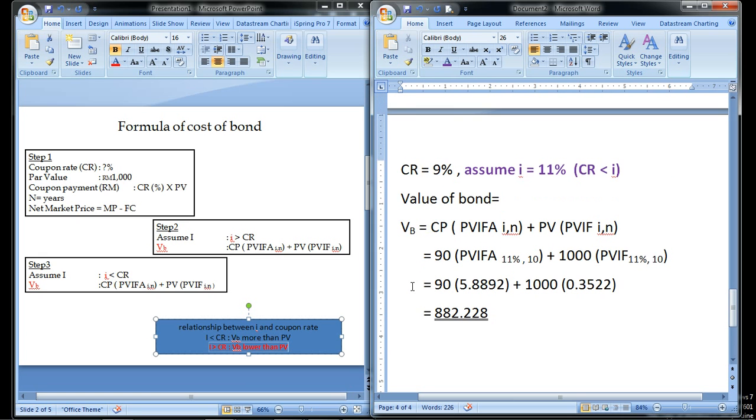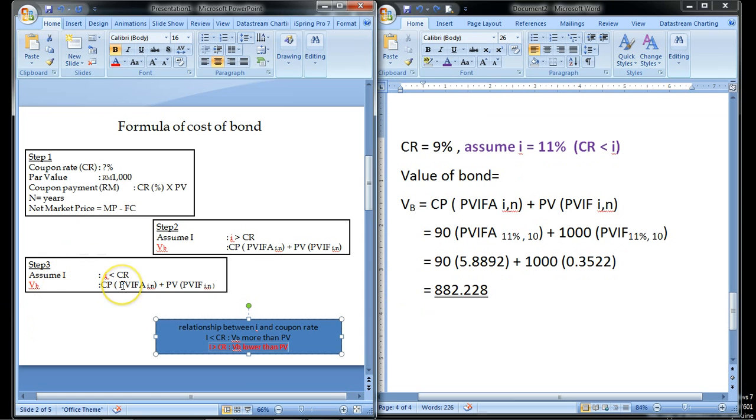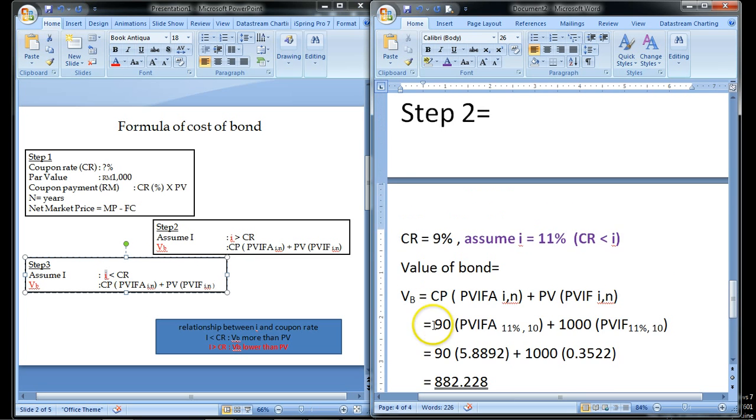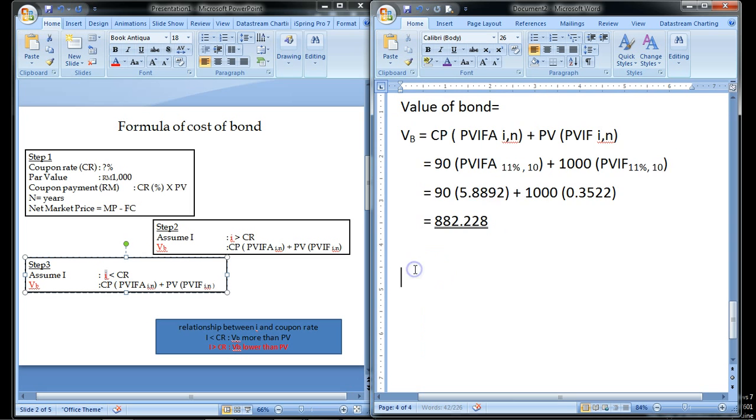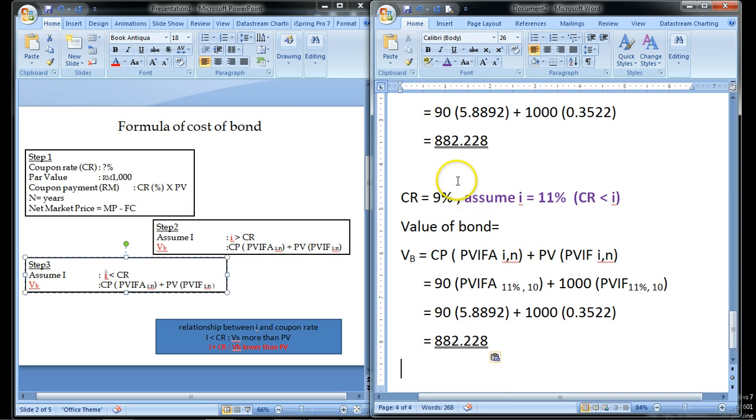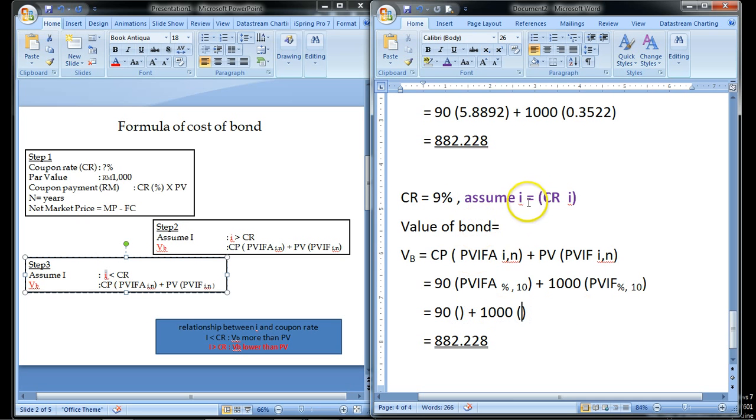Now we try to calculate step 3. Use the same method, class, but now you have to use new I. We use the same step, but now your I is different. Your coupon rate is the same. Your I is different. What happened to your I now, class? I repeat, the answer will be different. You use the same step, but your I will be new I.